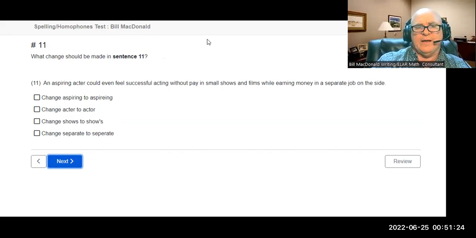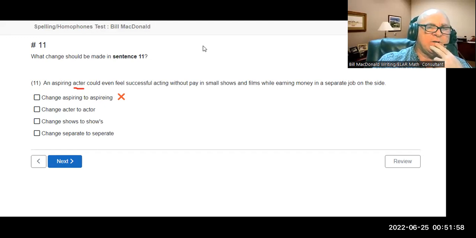So I don't forget, let me mark it. "Could even feel successful acting without pay in small shows and films while earning money in a separate job on the side," period. So aspiring: when I aspire to do something and change it to aspiring, the rule is that you're supposed to drop the E and add ing.